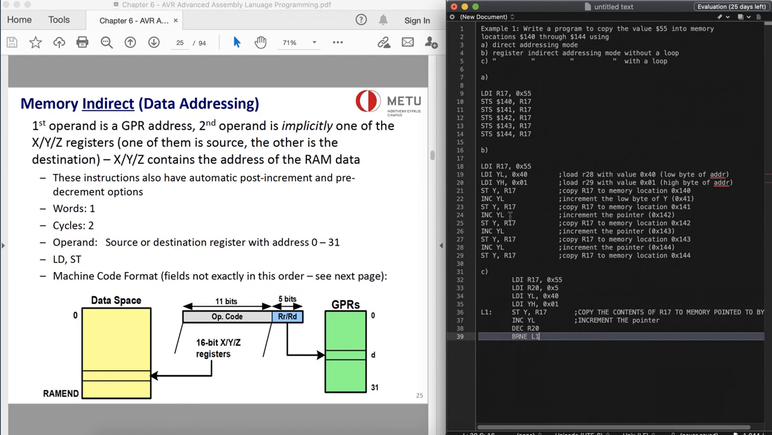Okay, so this is how we can do an indirect addressing, and we can use it with the loop. So 140 will have hex 55, 141 will have 55, 142, 43, and 44. They all have the hex 55 value in there. Now, if you have any questions related to this, please note it down and you can ask me during the live session.